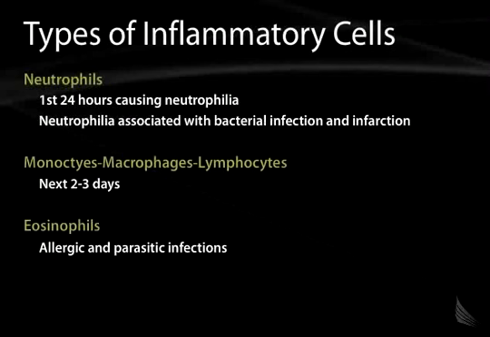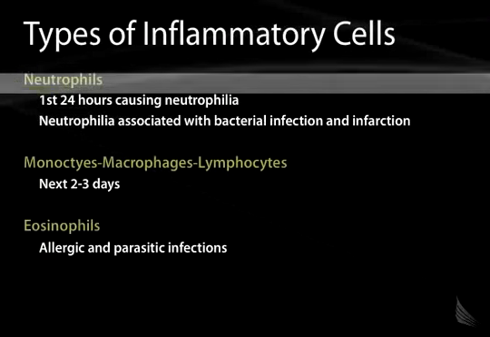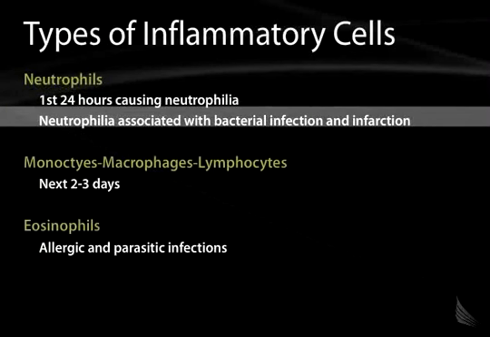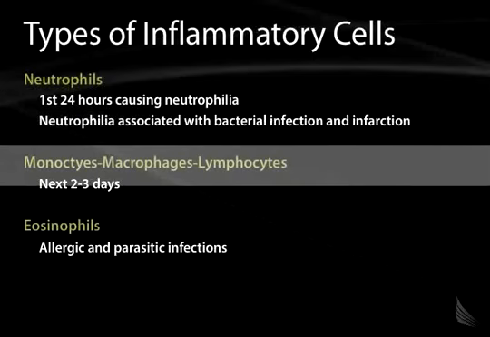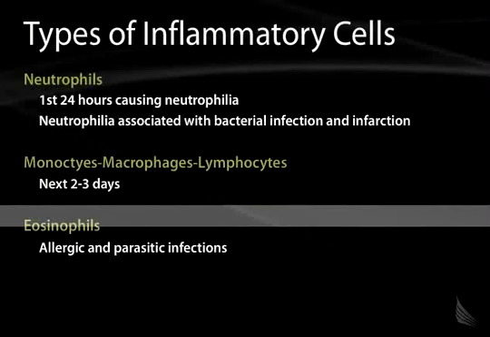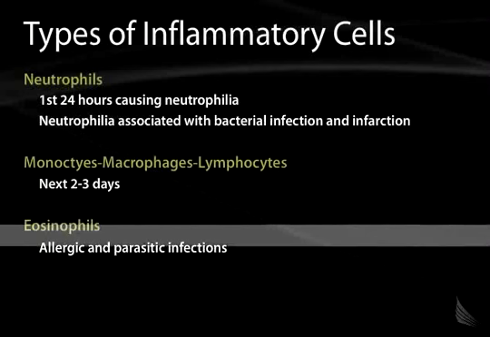Now, the types of inflammatory cells that you see in acute inflammation are things like neutrophils, which occur in the first 24 hours. You get a neutrophilia. This is especially associated with bacterial infections and infarctions. In the next 2 to 3 days, you see a migration of monocytes, macrophages, and lymphocytes into the area. Now, eosinophils are a specialized type of immune cell that you see particularly infiltrating areas of allergic or parasitic infections or certain tumors.